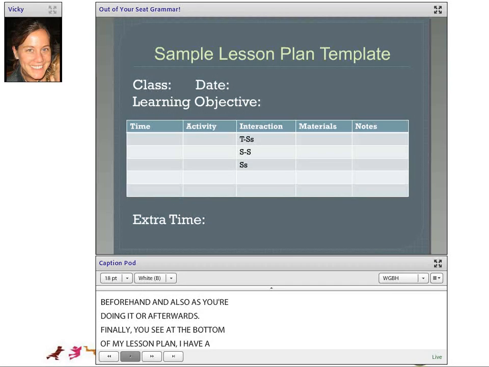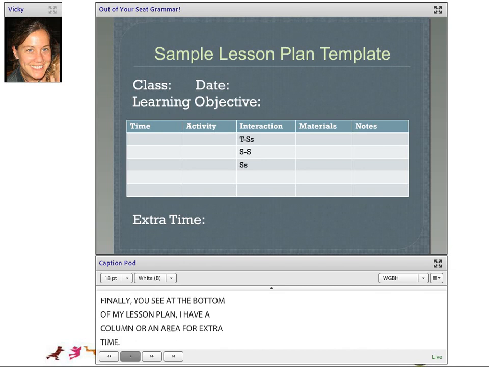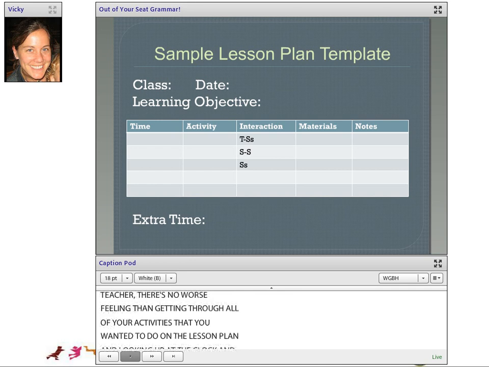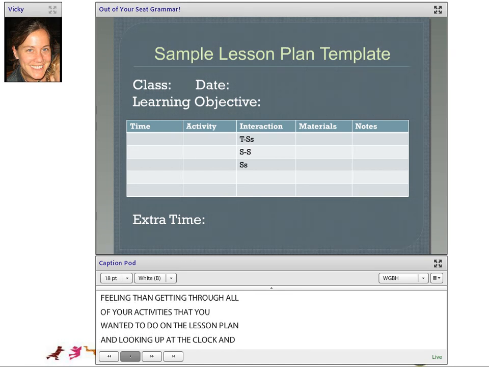There's nothing worse than, especially if you're a newer teacher, no worse feeling than getting through all of the activities that you wanted to do on the lesson plan and looking up at the clock and realizing that you have 20 minutes more in your class and thinking, wow, I have no idea what to do.